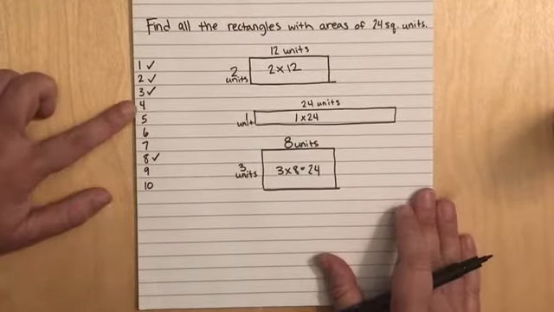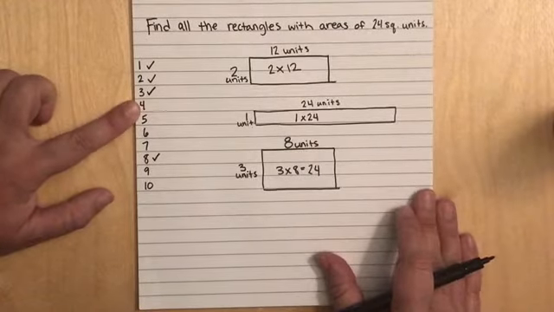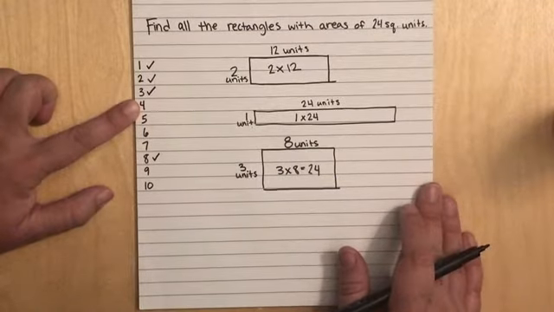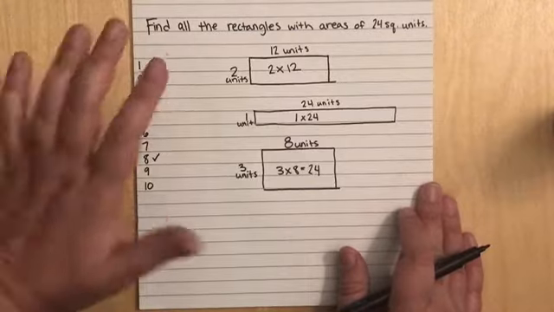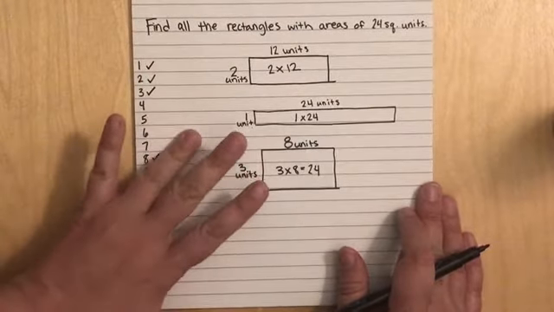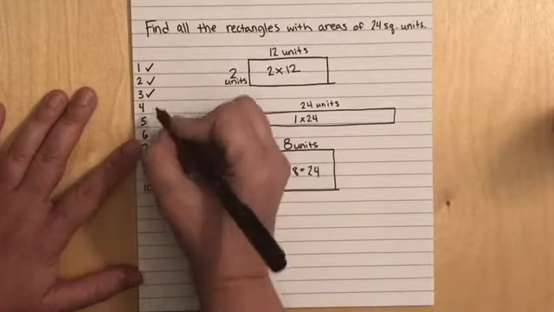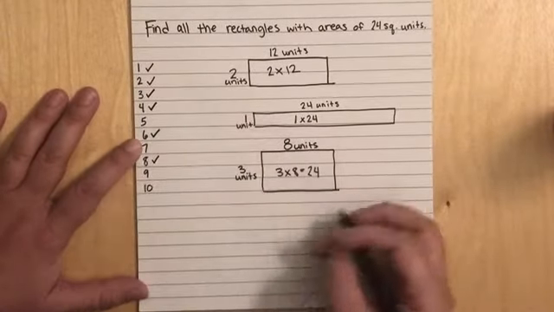Okay, so now let's move on to 4. Can I count by 4s to get to 24? Oh, I just know my facts. So 6 times 4 equals 24, or you could count by 4s. So 4, 8, 12, 16, 20, 24. So that got me to 4 times 6.